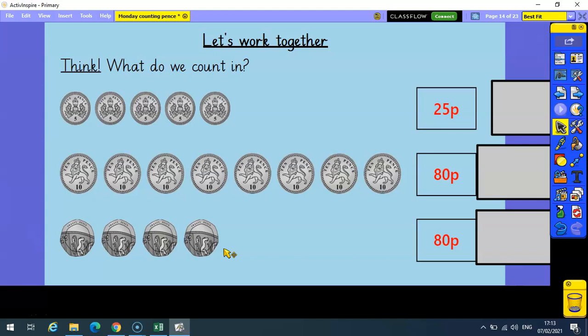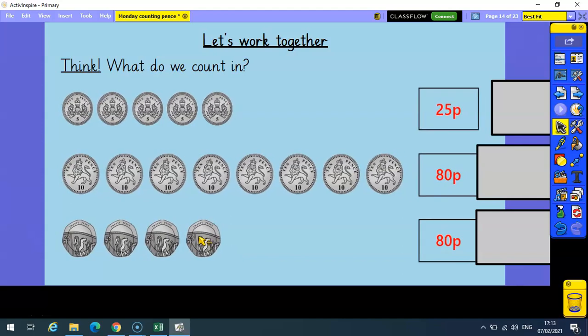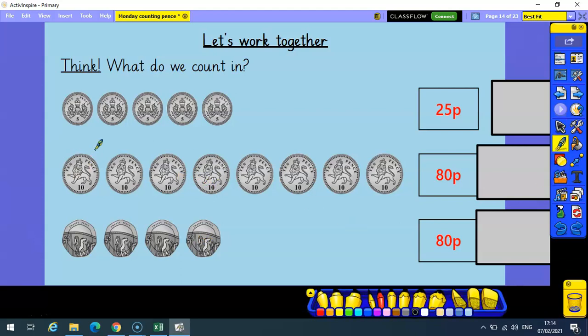Now notice that this row and this row are worth the same amount, even though this row has much fewer coins. Why do you think that is? Tell your screen, why do you think that is? It's because these coins are worth 2 of these coins. So for every 2 10 pences, it has the same value as a 20p. It's the same, it's equal.